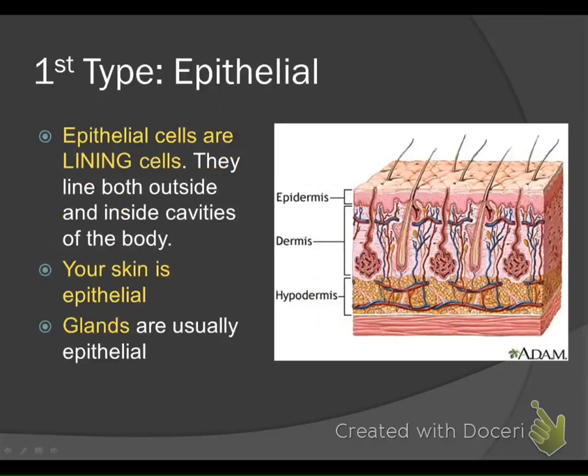The first type of cell that we just covered is epithelial cells. I know most of you are nurses, but epithelial cells are lining cells. Your skin is epithelial, your glands are epithelial. They line things. So the function, if you look at my notes, is lining. And where do you find them? You find them in your skin and in your glands. That's the location.